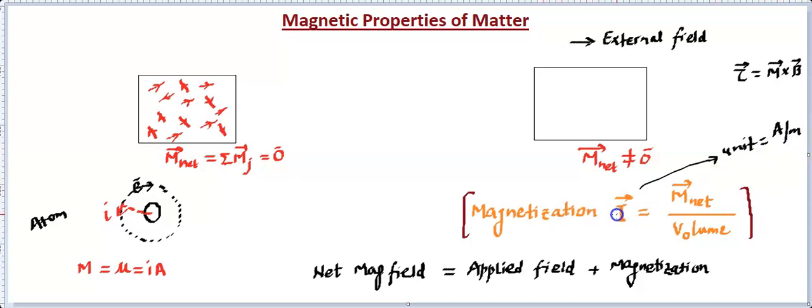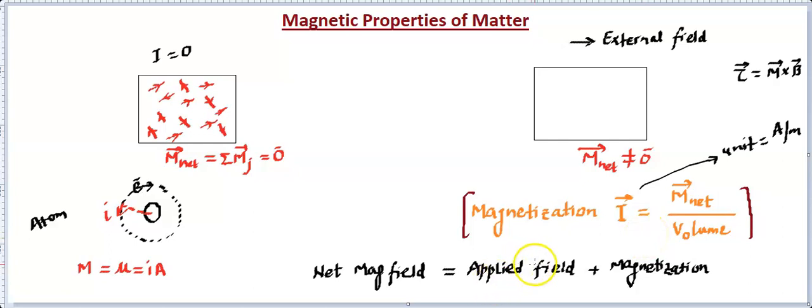And this magnetization is caused by the external field. For instance, here we have seen that this I is 0 because there is no magnetic dipole moment, hence no magnetization. That means magnetization is caused by an external magnetic field. It is very similar to the concept of polarization, because polarization is caused by an external electric field. Similarly, magnetization is caused by an external magnetic field.